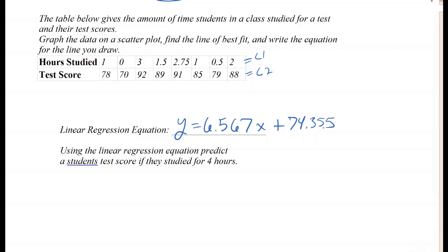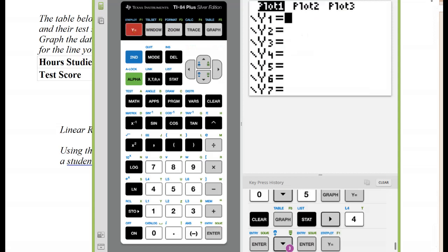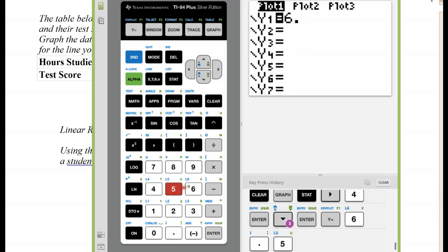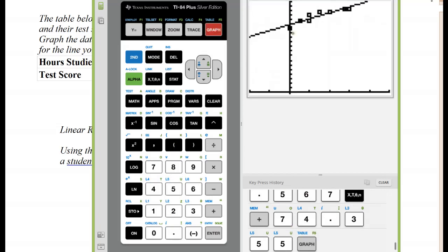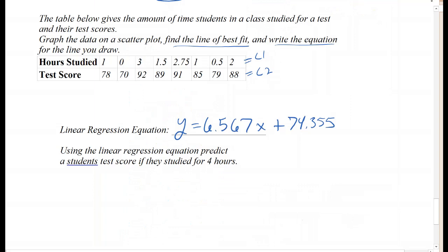It's an okay fit. Then the last part is to graph, find the line, write the equation for the line, and then draw it. So let's see how good it fits. We're going to go back in here and plug it in: 6.567x plus 74.355. It's not a horrible fit. You see the points kind of do congregate around this line a bit. It's not a great fit, but it's an okay fit.